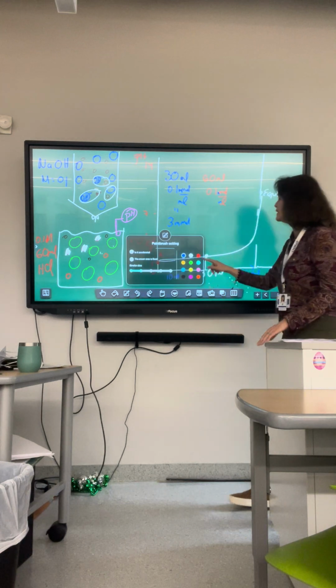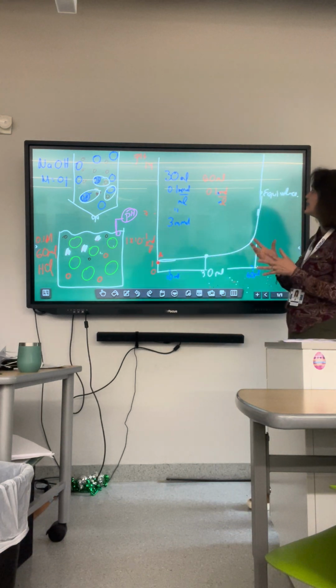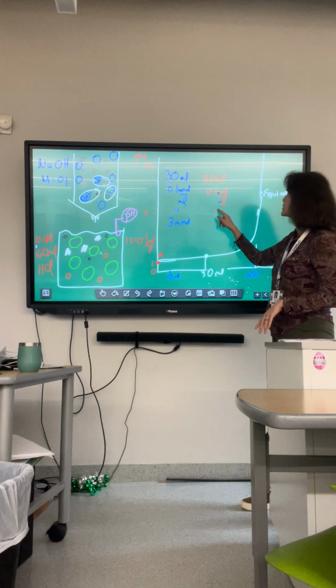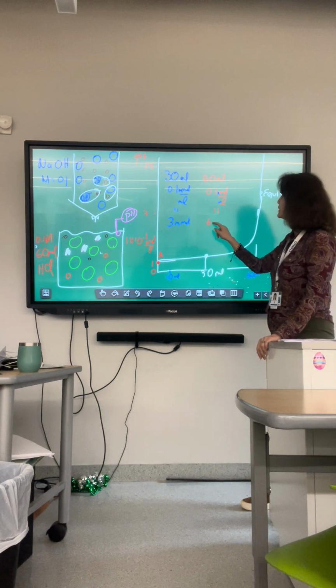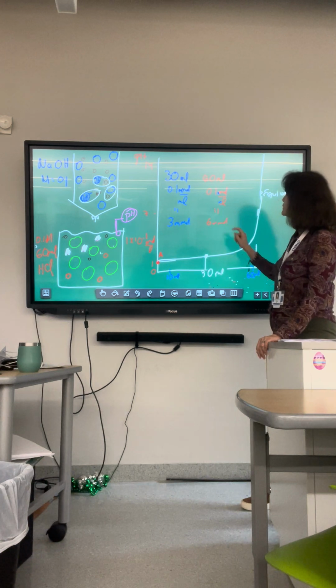But I kind of love using it because then you don't have to deal with the little tiny numbers and you don't have to convert as much. 60 milliliters times 0.1 will be what? 6 millimoles, right?